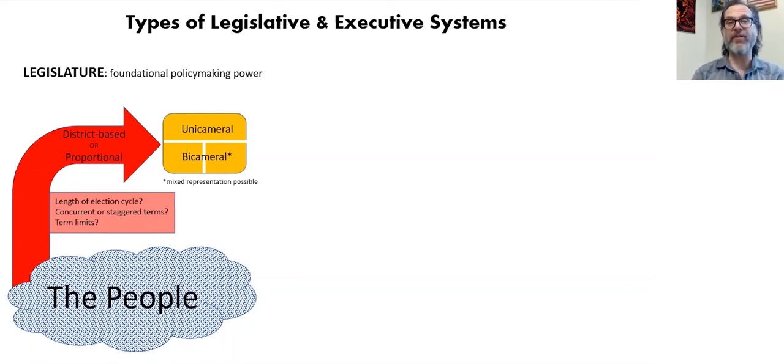Now, the mixed representation that's possible is actually one that's used, and it's very compelling. In a bicameral legislature, you have one house that represents districts, elected territorially, and the other house is proportionally elected.